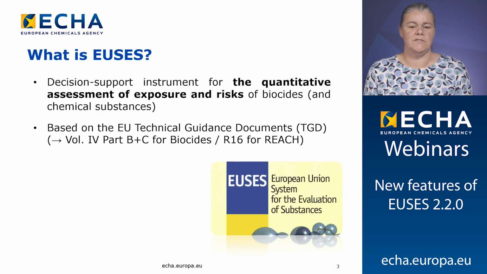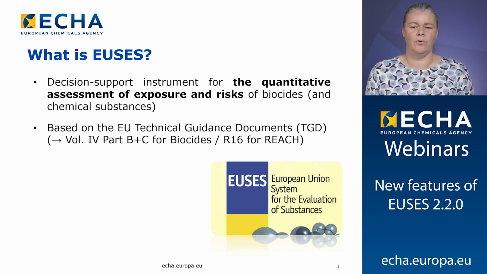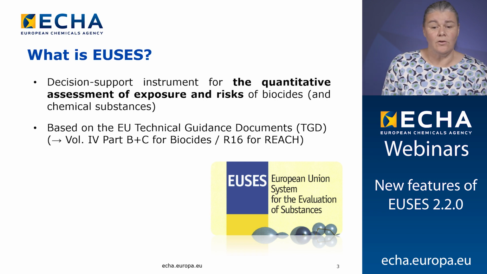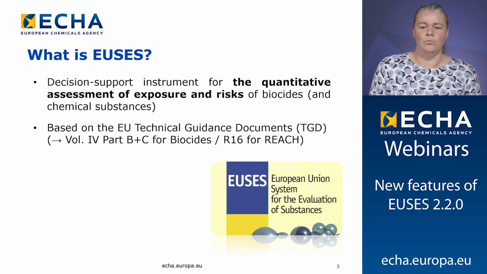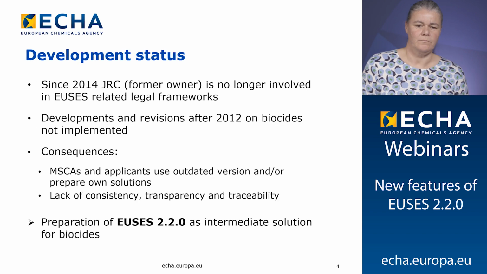So what is EUSES? EUSES is a decision support instrument for the quantitative assessment of exposure and risk assessment of biocides, and also for other chemical substances. It is based on the EU technical guidance document, the original TGD, which was transferred at a certain time point in volume 4, part B and C for biocide, as well as the R16 for REACH.